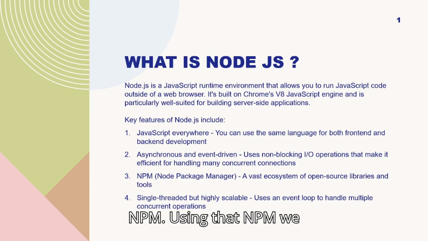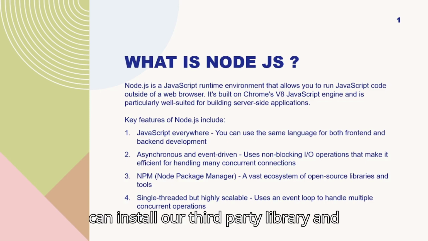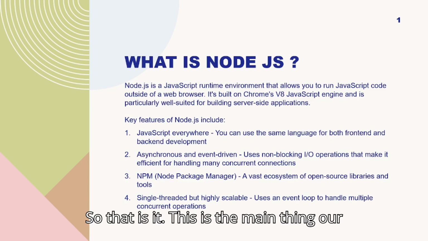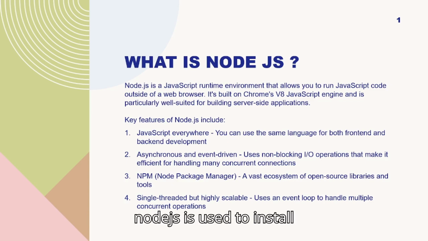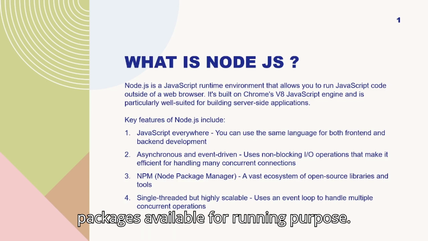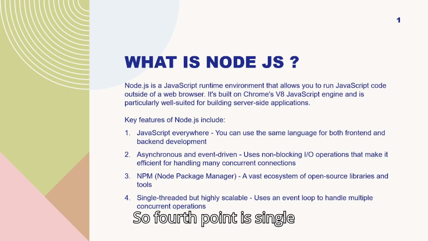But using npm, we can install our third-party libraries, and using npm we can run our application. This is the main thing Node.js is used for: to install our packages. Without packages, Node.js will not work. For Node.js running, there are some packages available for running purposes. The fourth point is single thread.